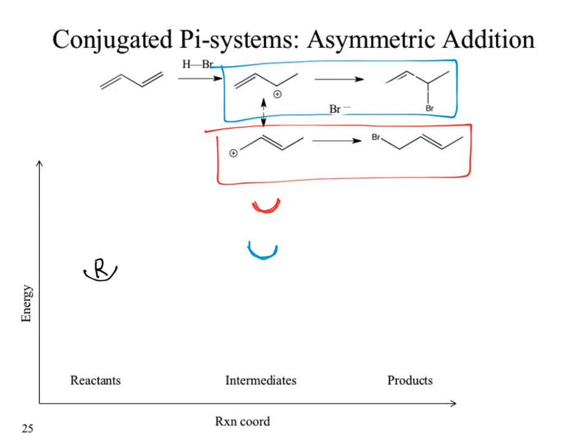Make sense? Both of those I drew higher than the reactant. Why would I draw those higher than the reactant? The reactant's not charged, the intermediates are. Now let's move to the products. Which product is more stable, blue or red? Red. Why is red more stable?